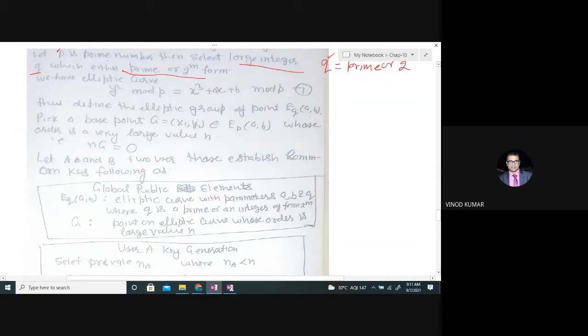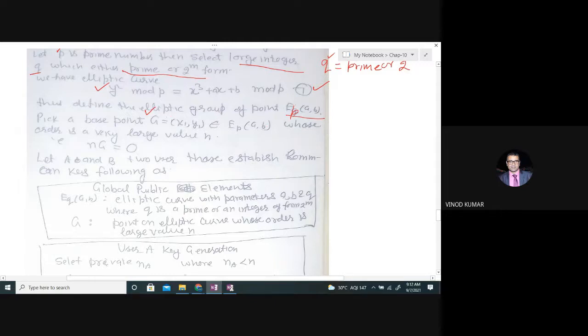Then we have an elliptic curve: y square mod p equals x cube plus ax plus b mod p. This is equation 1. Now, on the elliptic curve E_q(a, b), pick a base point. Oh sorry, we write here p, not q. This is p.